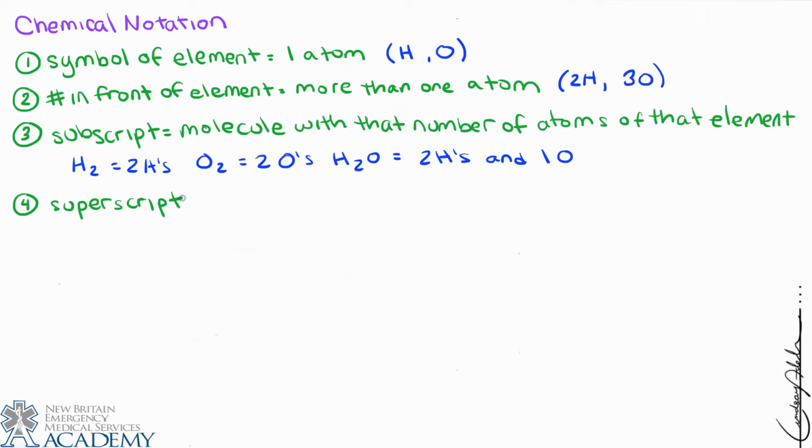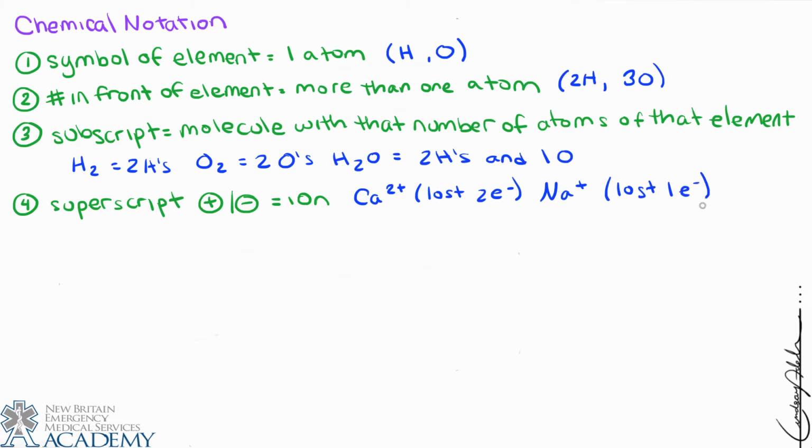If there's a superscript, like a positive or a negative, representing a charge, that means that it's an ion. So if we write Ca by itself, we would mean 1 atom of calcium. But if we write Ca2+, that means that the calcium has lost 2 electrons and now it's a calcium ion. Similarly, if we write Na with no charge, then we mean sodium the atom. And if we write Na+, we represent sodium the ion because we've lost 1 electron.